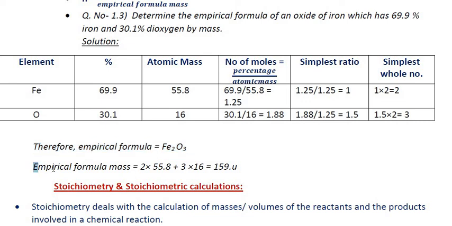Now the empirical formula mass, how to calculate it? As I told you, you have to find the sum of all the atoms present in the empirical formula. It comes out to be 2 into 55.8 plus 3 into 16. So the empirical formula mass of iron oxide is coming out to be 159 U.